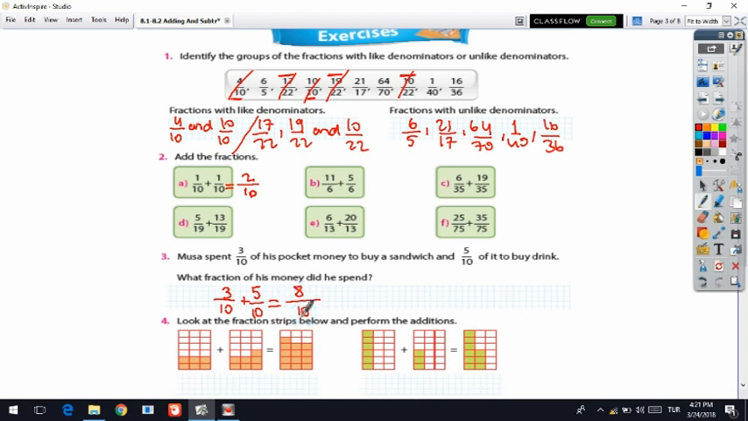Okay, next. We have a chart made from small squares here. Look at the fraction strips below and perform the addition. What fraction is that? Let's look at this one. How many chosen parts do you have? 1, 2, 3, 4, 5, 6. This is 6 over, 1, 2, 3, 4, 5, 6, 1, 2, 3. So 18. Okay, so what is that? 7 is the chosen parts and 18 is all the parts in a whole.